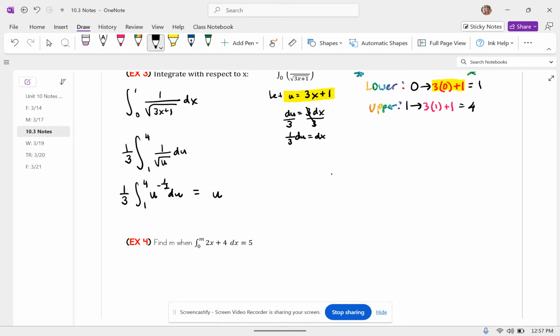Why do we have to change our bounds? Because if you put everything else in terms of u, you've got to put your limits of integration in terms of u as well. Okay. Good question.